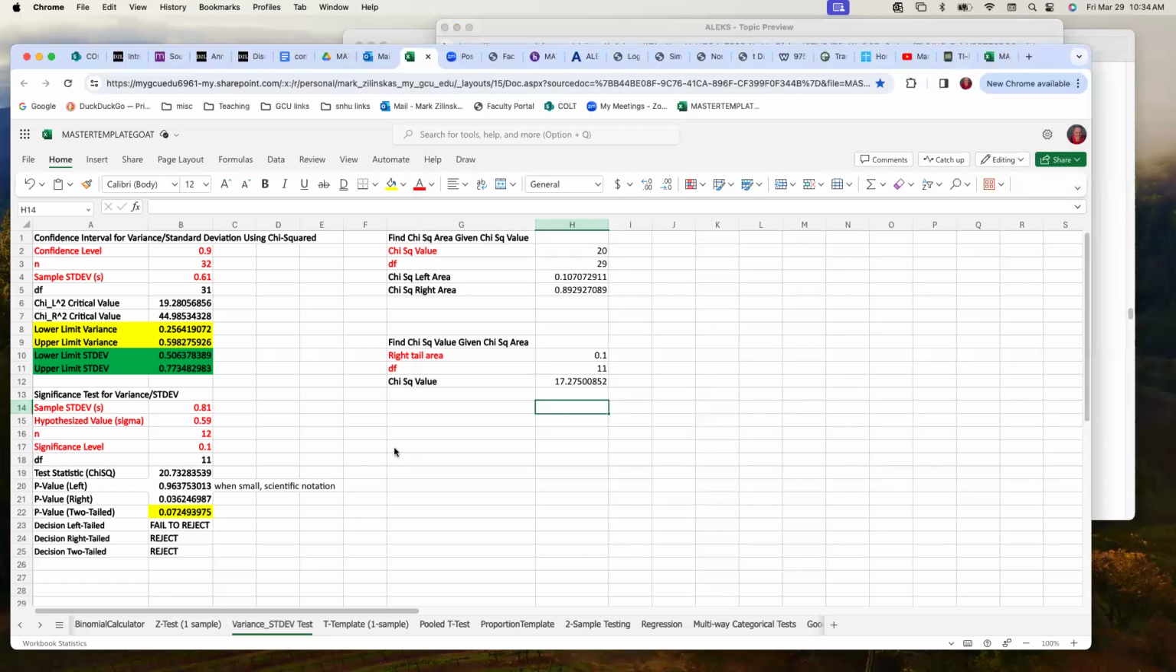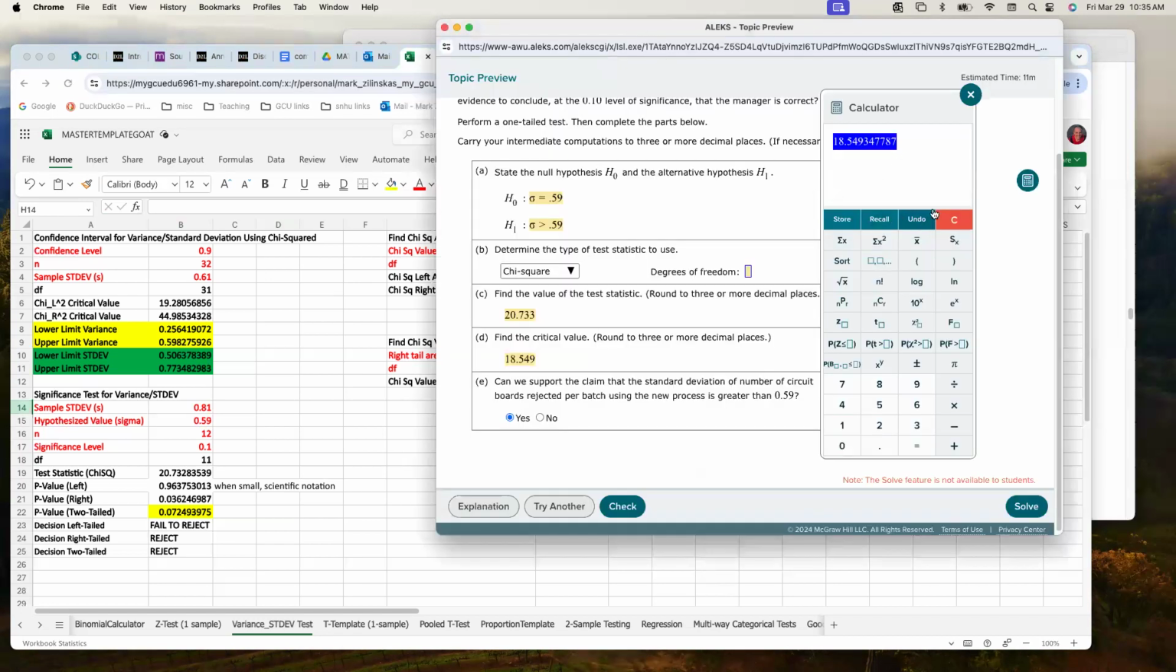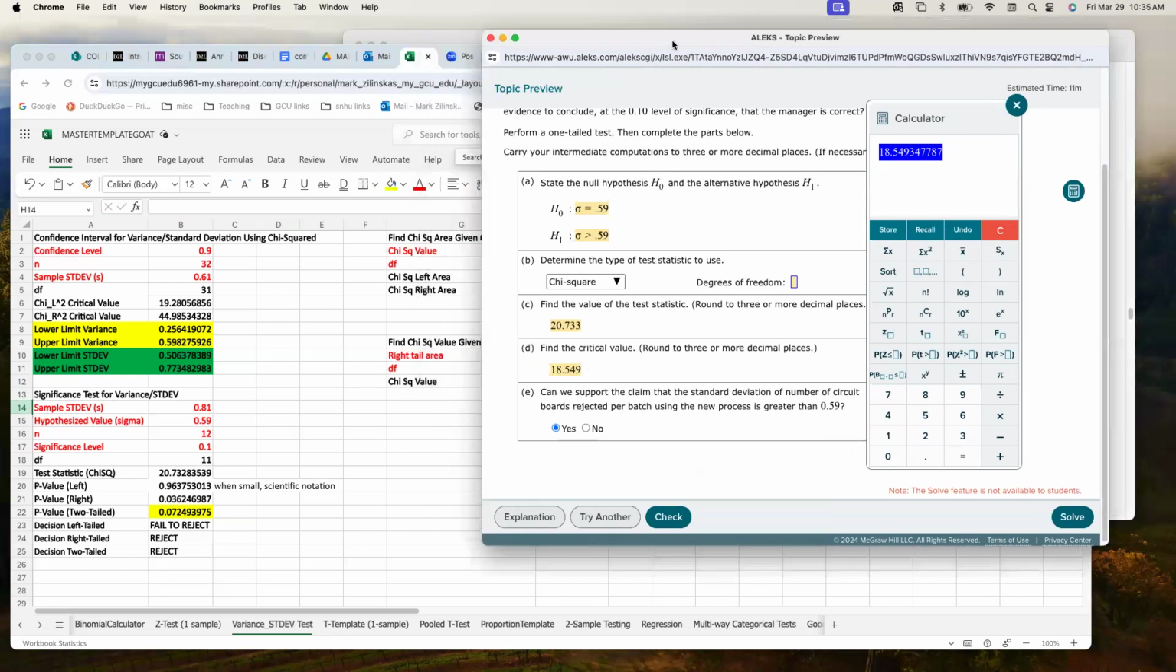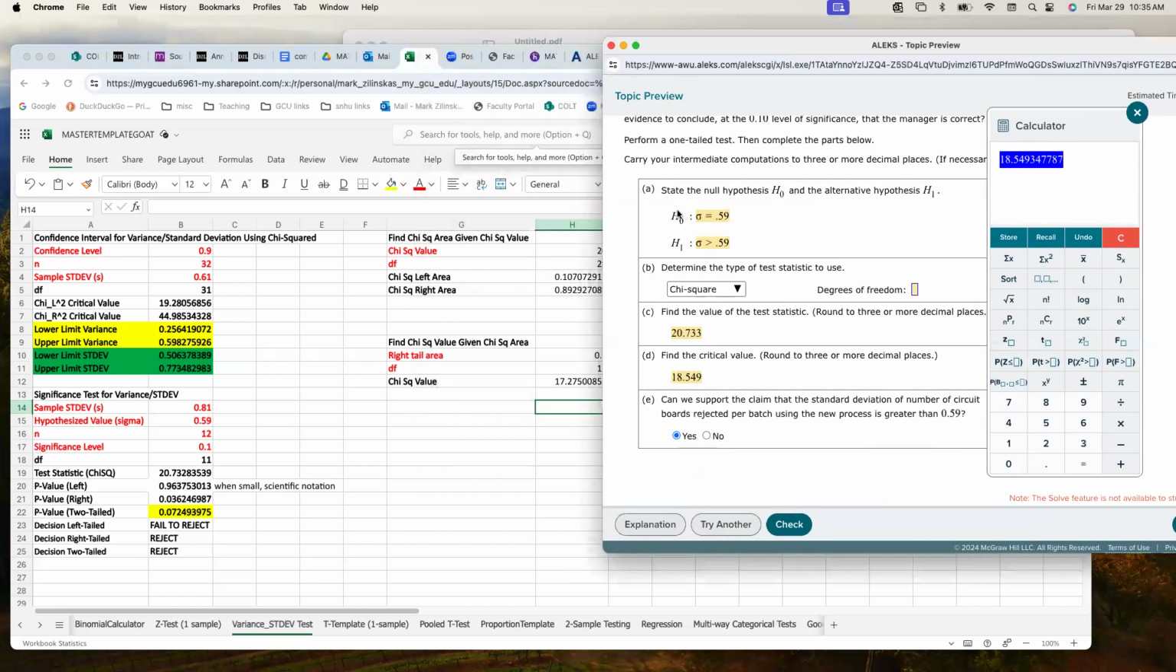No. Did I use the wrong one here? I may have. Let me see, degrees of freedom 11. I bet you I used the 12 here. Let me go back and use that calculator again. So I'm going to slide this over and change this value to 17.275.